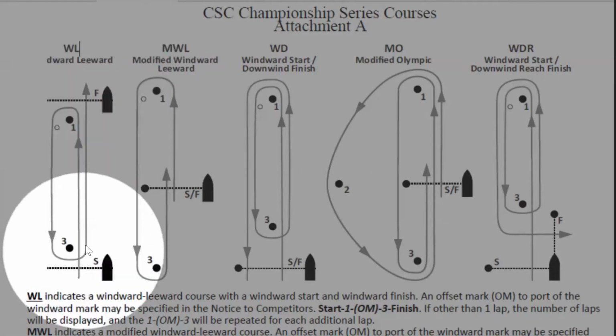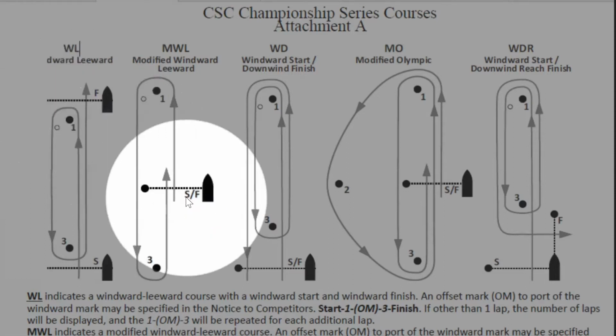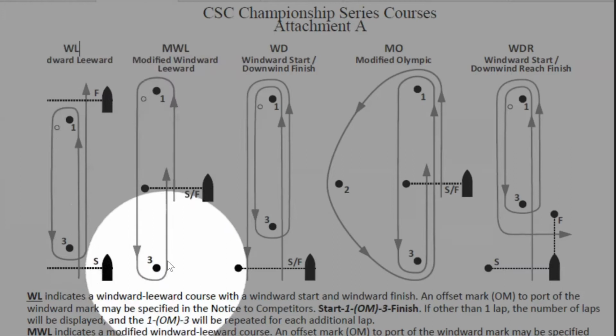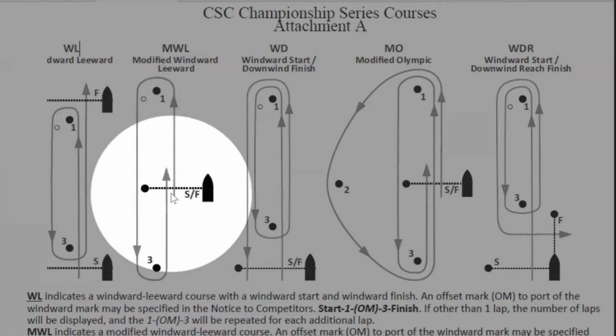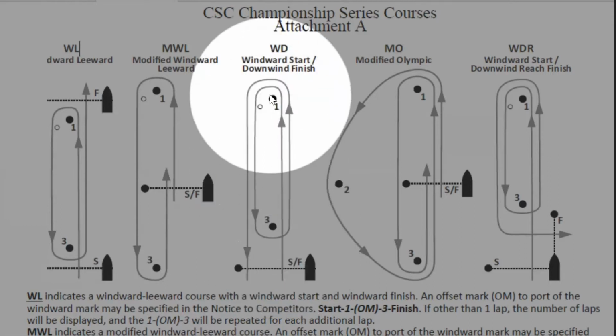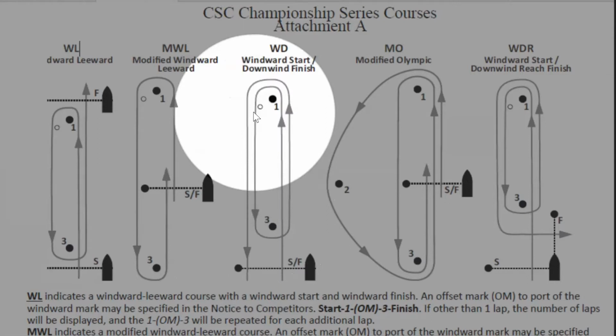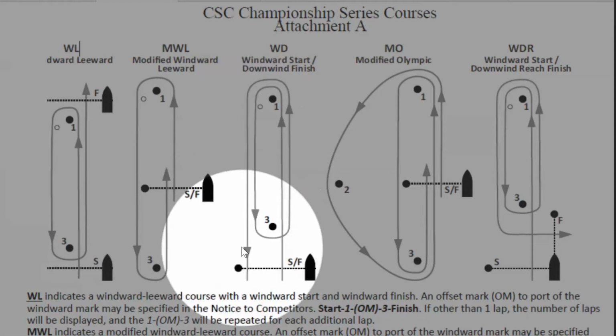Likewise, in WL, the last leg is a long upwind leg, so it gives boats a passing opportunity before the finish. After the last mark rounding before the finish, there's still an opportunity to pass. And in a modified windward-leeward, there's much less opportunity. And for a WD, well, some people might disagree, but I think generally there's more opportunity to pass on an upwind leg than on a downwind leg for most fleets.